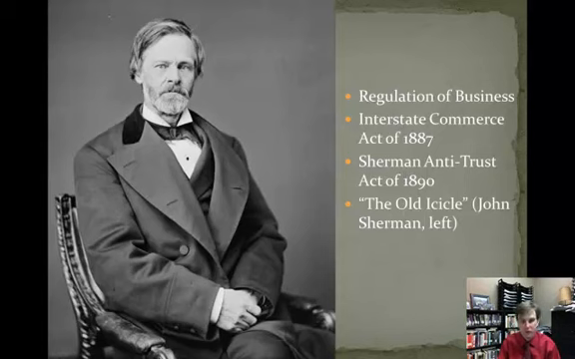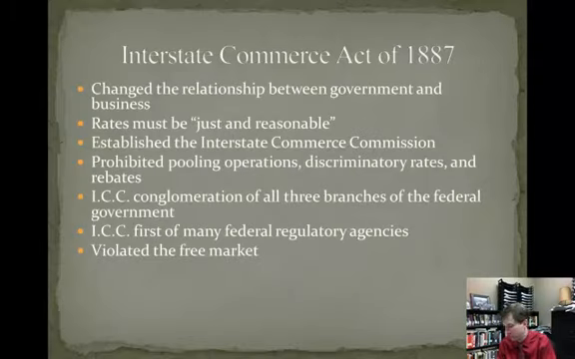Now, another major issue, of course, is regulation of business. The government will get into regulating business. They have been promoting it all through the railroads and land grants and things like that. But in 1887 and 1890, the government will pass two laws, the Interstate Commerce Act and the Sherman Antitrust Act. Both were designed to regulate business. So now they're not only going to be promoting business with one hand, they're going to regulate it with the other. The Interstate Commerce Act changed the relationship between government and business forever.